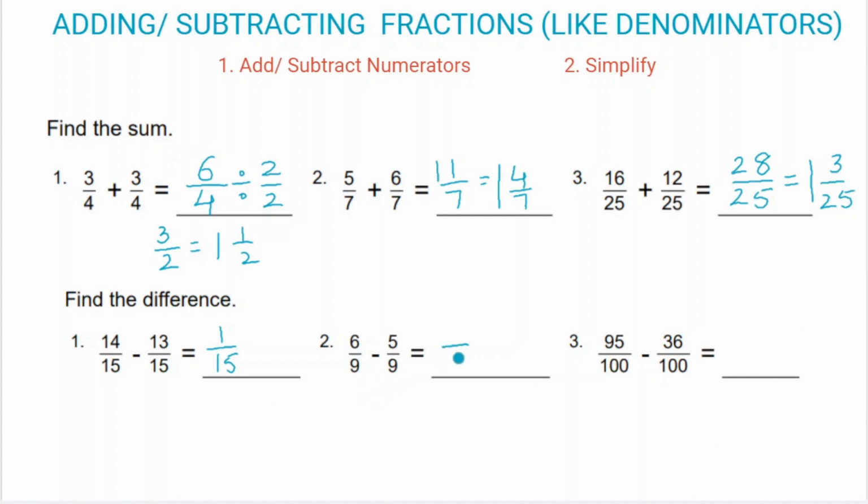9 and 9. The answer will also have denominator 9. 6 minus 5 is 1. Now please try the next by yourself and check. Okay, so the same thing. 100 and 100, so the denominator is 100. Subtract numerators, 95 minus 36, and that will be 59. It is already in the simplified form as they only have one common factor, that is 1. So I'm going to leave it as is.